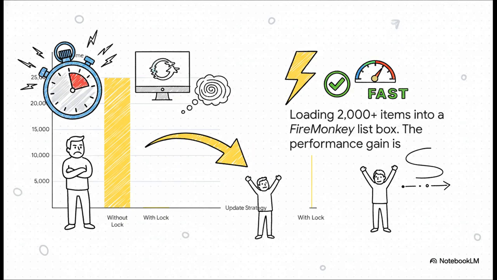Okay, now for the payoff, the moment of truth. Let's look at the results. We're loading 2,000 items into a FireMonkey list box. Without our pattern, it takes a painful 25,000 milliseconds. That is 25 seconds of a frozen screen. With our 2-line fix, just 125 milliseconds. The difference is just staggering.